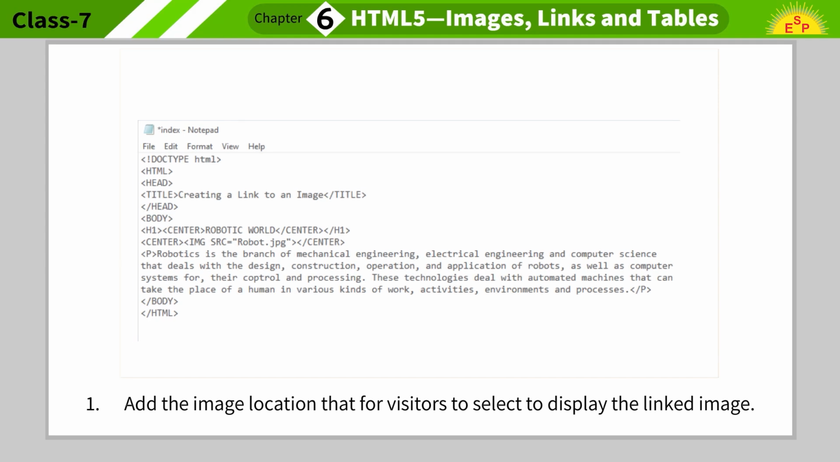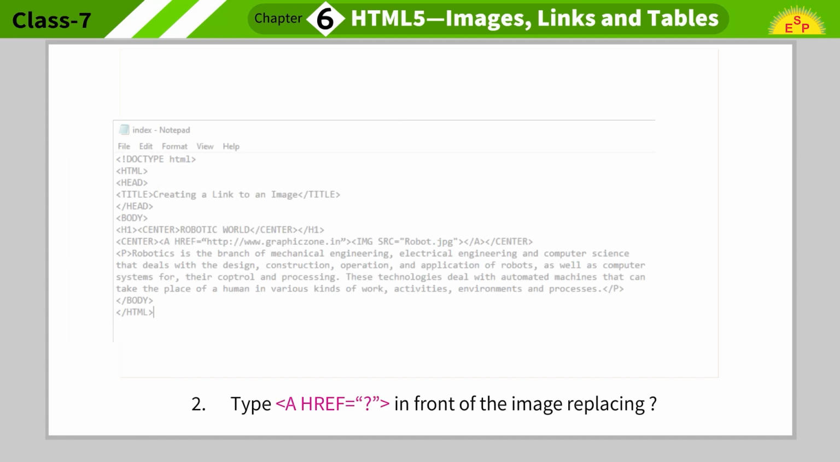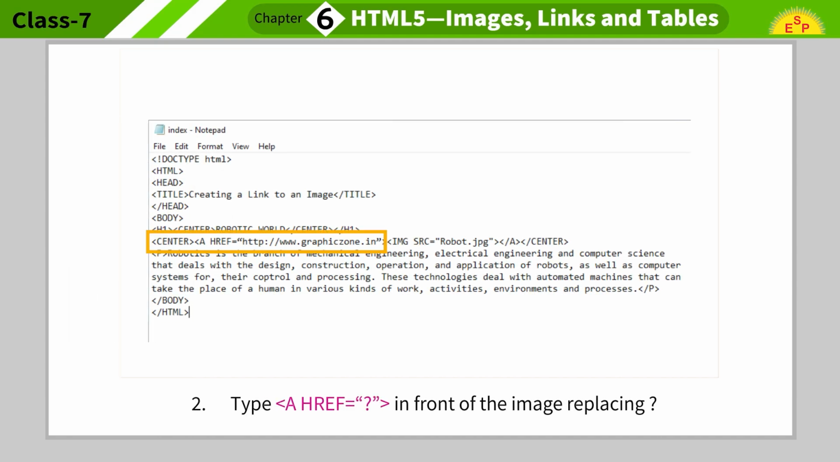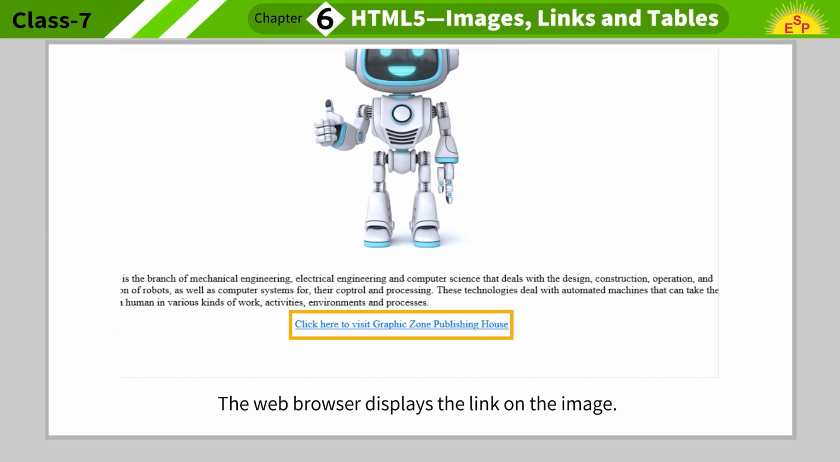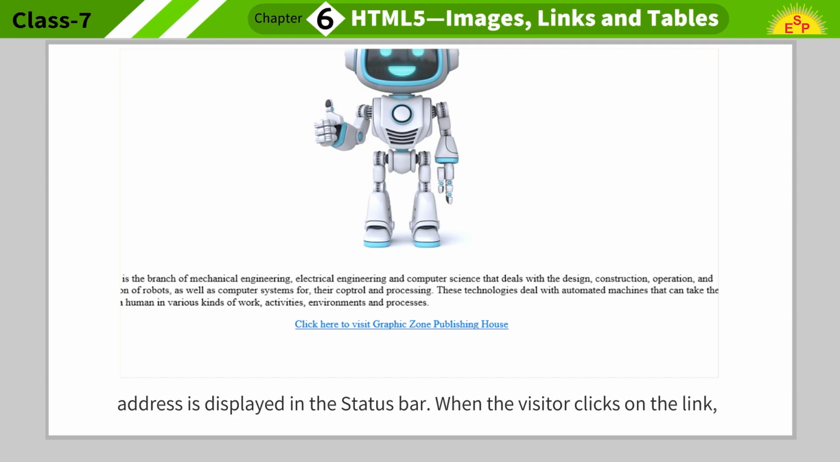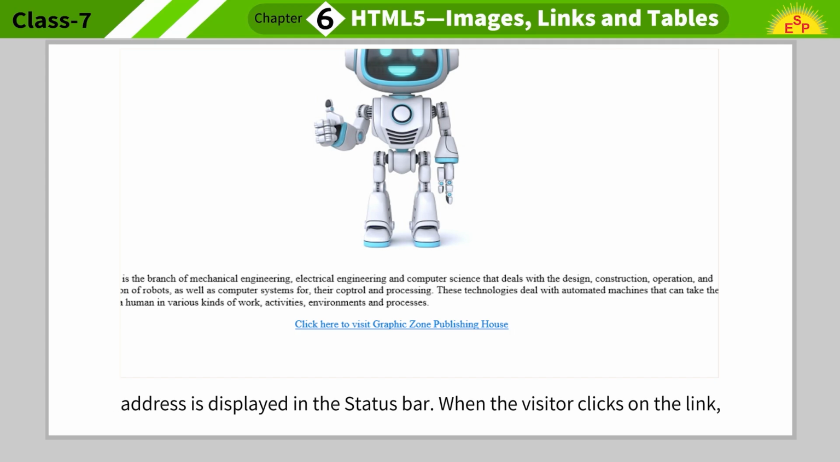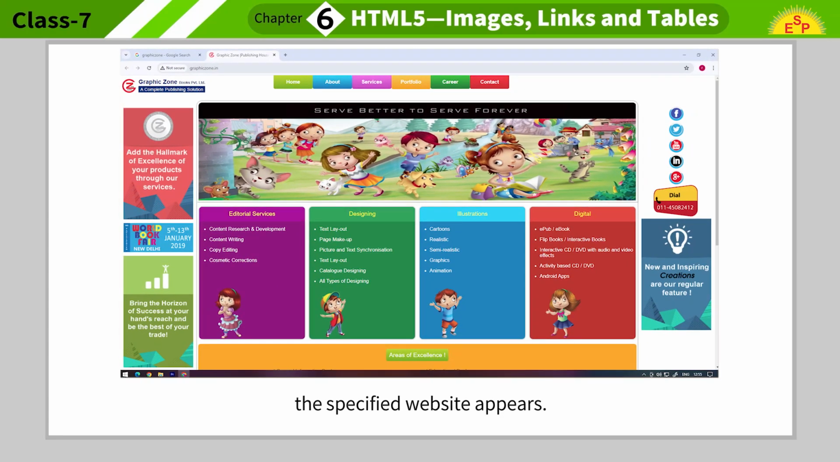Step 1. Add the image location for visitors to select to display the linked image. Step 2. Type a href in front of the image, replacing it with the address of the website to display. Step 3. Type the closing anchor tag at the end of the image. The web browser displays the link on the image. When the mouse pointer is placed on the image, the linked web address is displayed in the status bar. When the visitor clicks on the link, the specified website appears.